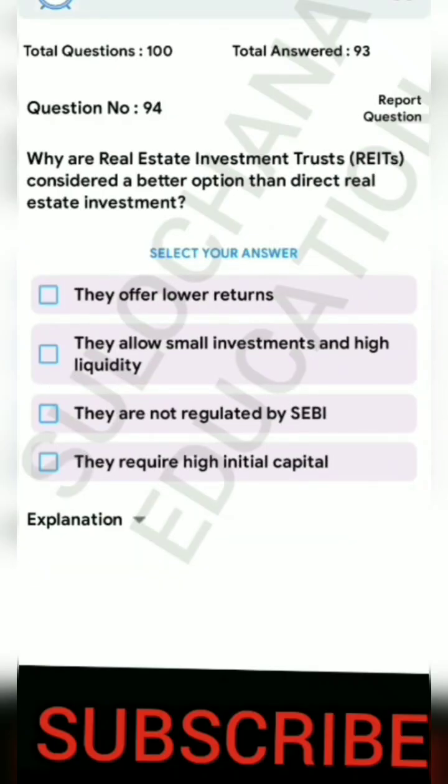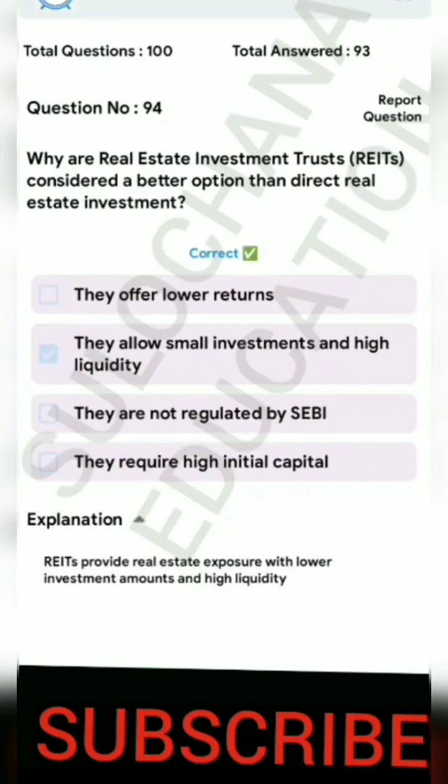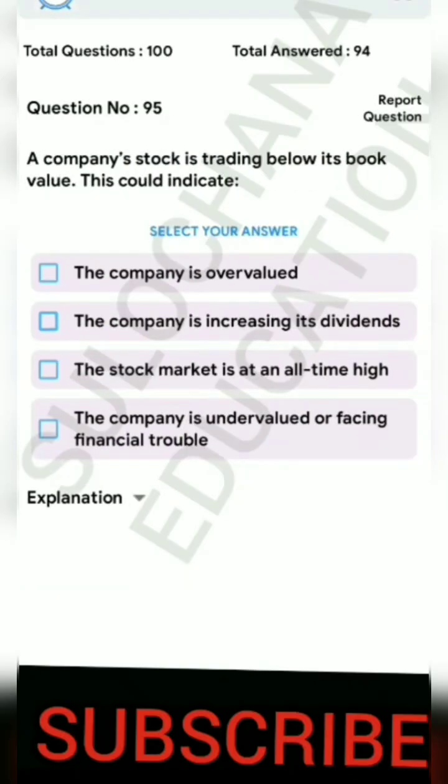Why are real estate investment trusts considered a better option than direct real estate investment? Options are A. They offer low returns, B. They allow small investments and high liquidity, Option C, they are not regulated by SEBI. Option D, they require high initial capital. And the correct answer is option B.